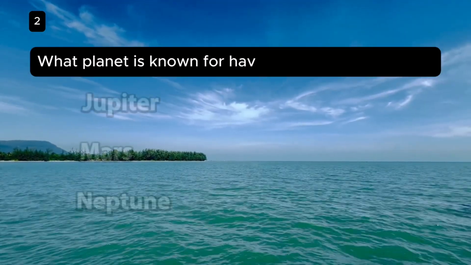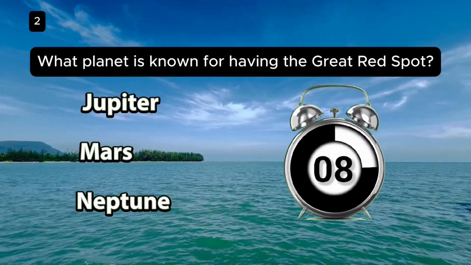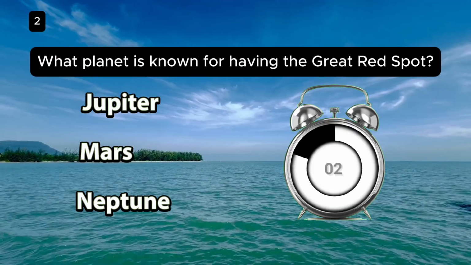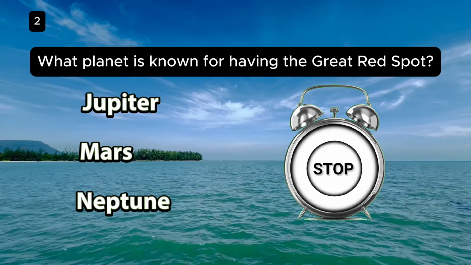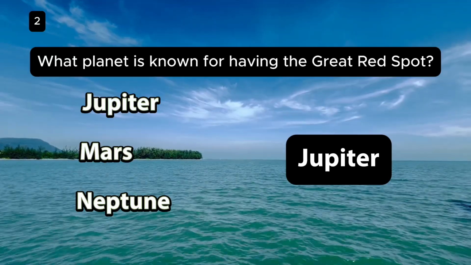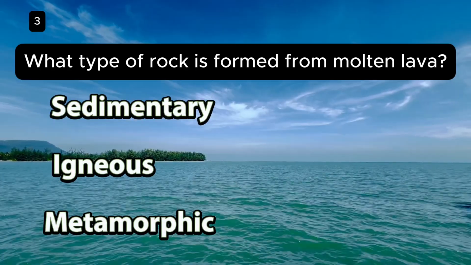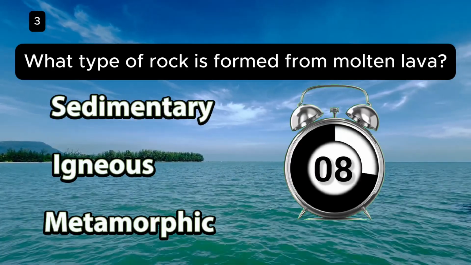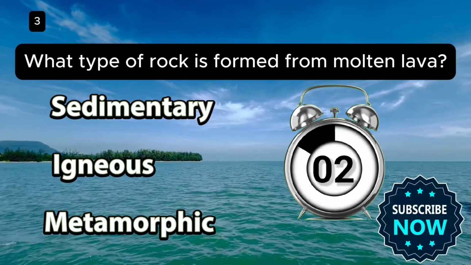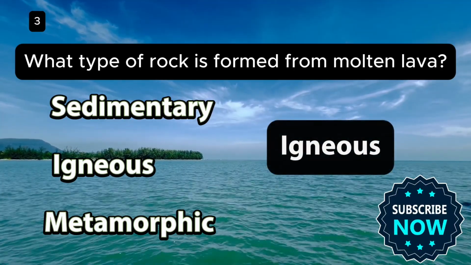What planet is known for having the Great Red Spot? The planet is Jupiter. What type of rock is formed from molten lava? And the type of rock is igneous.